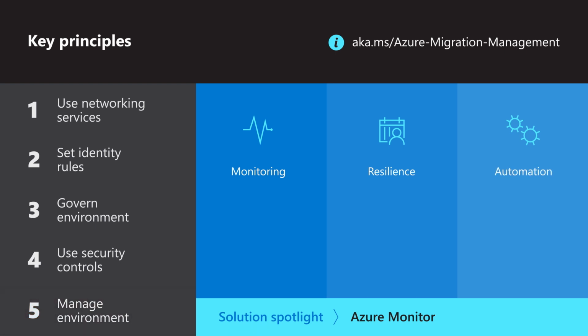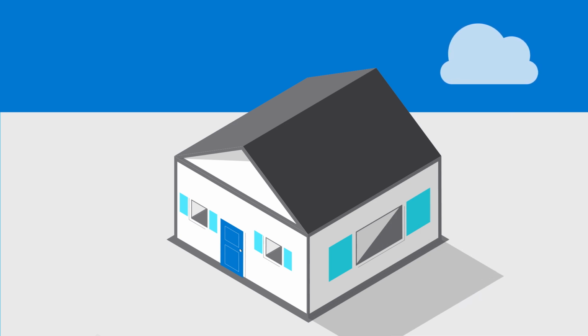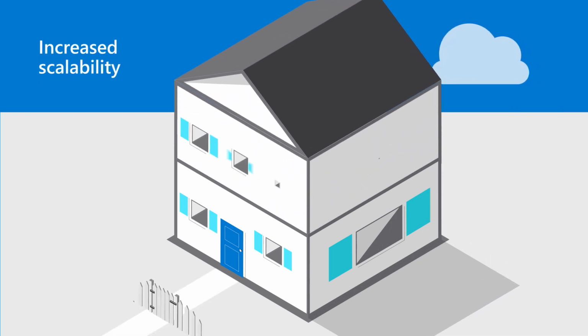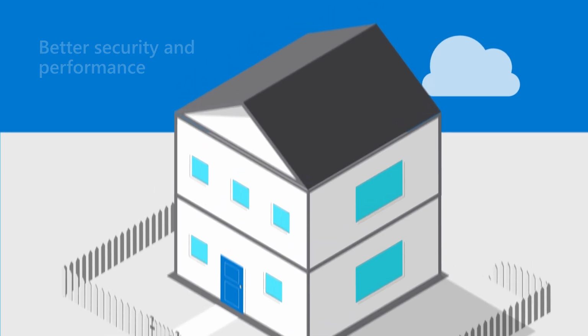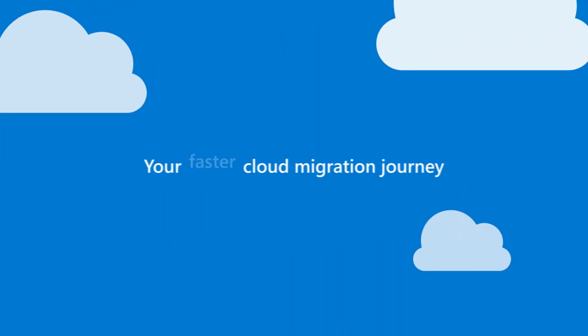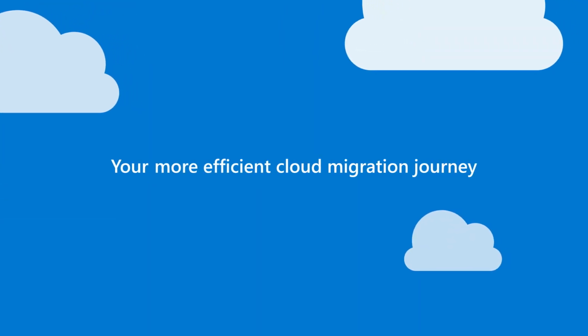These 5 principles help create a robust landing zone that offers increased speed, scalability, and better security and performance, leading to a faster, more secure, and more efficient cloud migration.